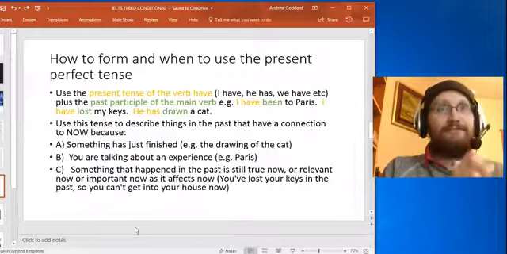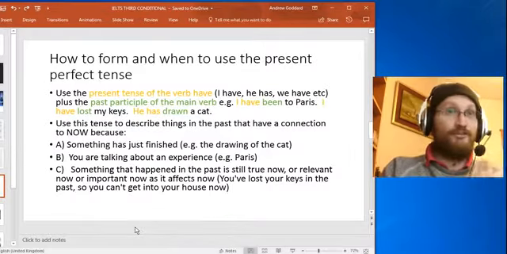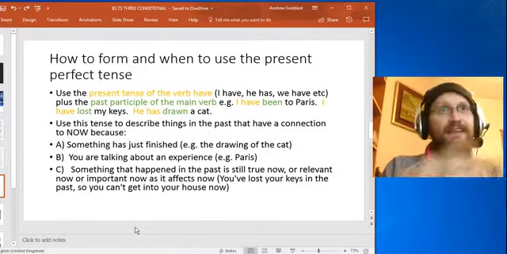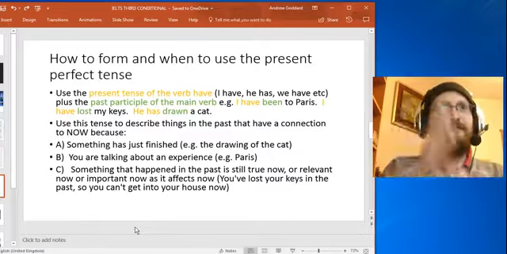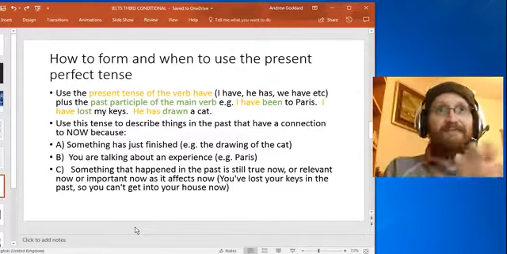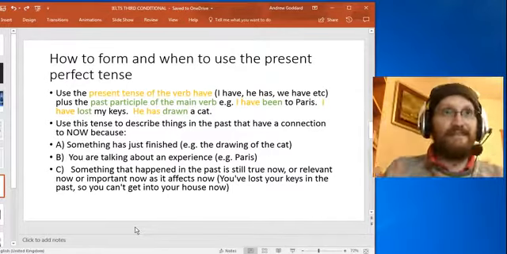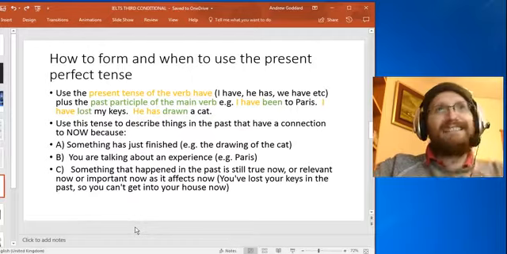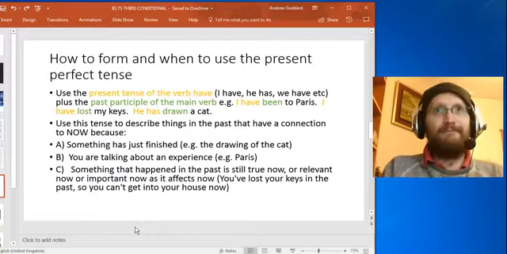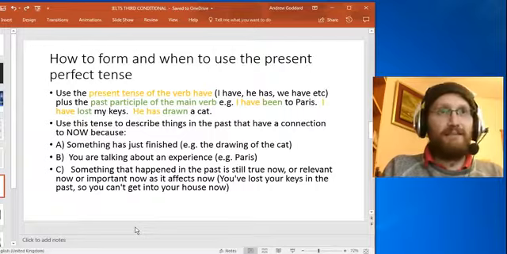So, how to form and when to use the present perfect tense. You should use the present tense of the verb have: I have, he has, we have, etc., and the past participle of the main verb. For example, I have been to Paris. I have lost my keys. He has drawn a cat.